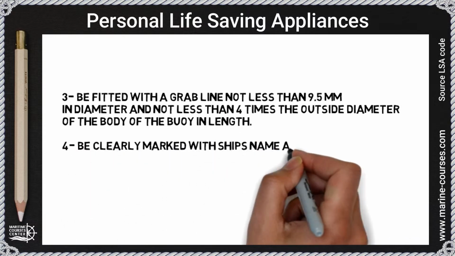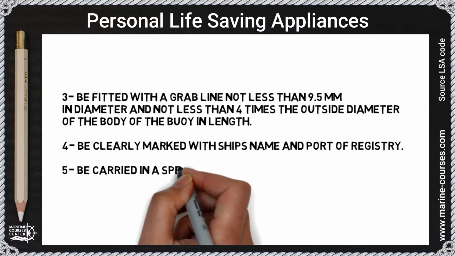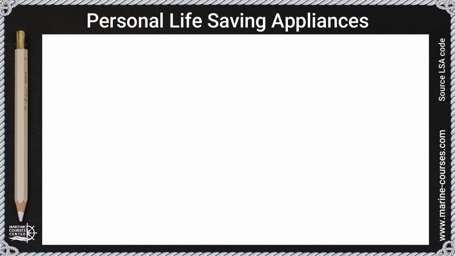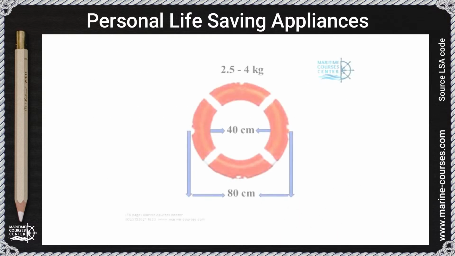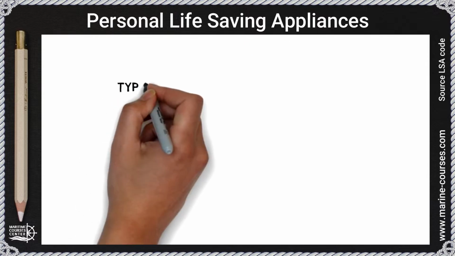4. Be clearly marked with the ship's name and port of registry. 5. Be carried in a special cradle and must be latched. Here, as you can see, the inner diameter is 40 cm and the outer diameter is 80 cm.